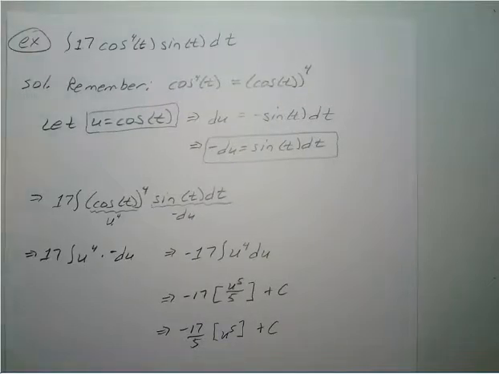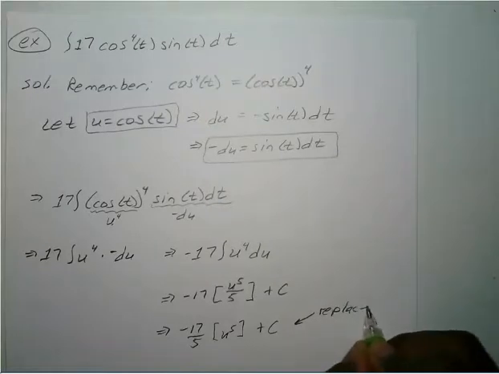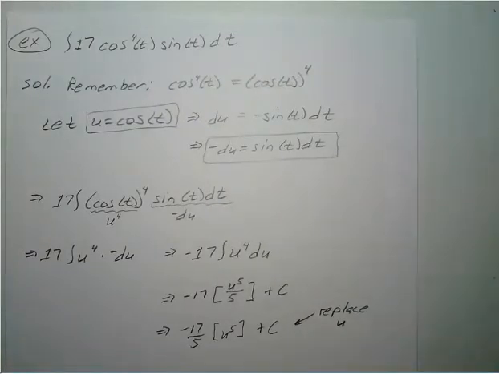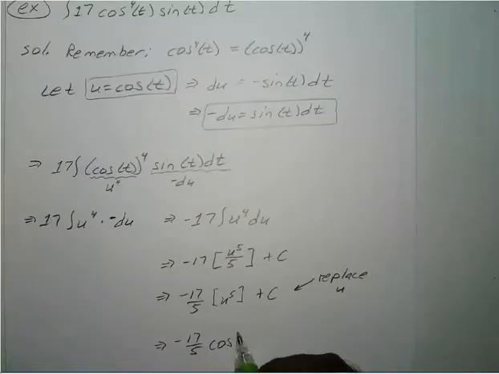All right, so last but not least, we replace our u. Okay, so that gives us -17 over 5 cosine to the 5th of t plus c.